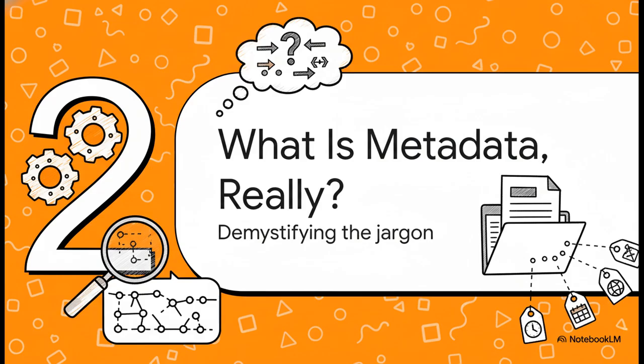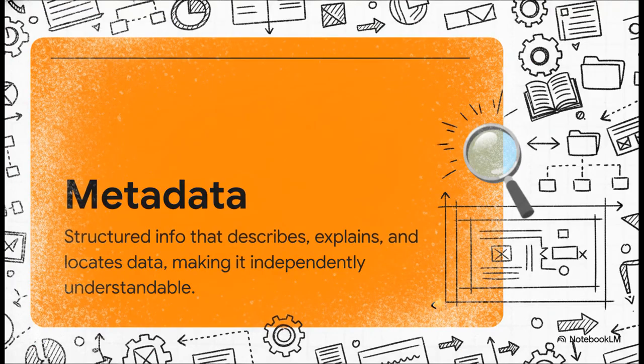So let's make sure we're all on the same page. What is this stuff really? Time to cut through the jargon. So here's the formal definition. At its core, metadata is the info that makes your data, and this is the most important part, independently understandable. Here's the ultimate test, right? Could another researcher, or maybe even your future self, look at this data set 5 years from now and have any clue what's going on without you there to explain it? If the answer is yes, that's good metadata.